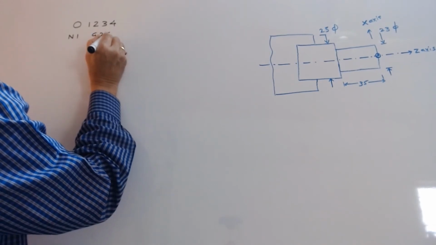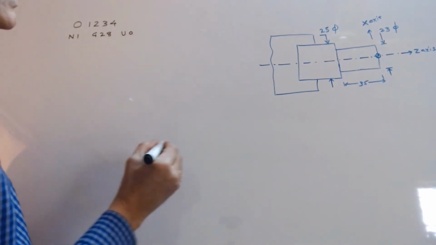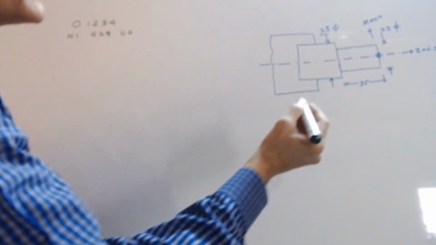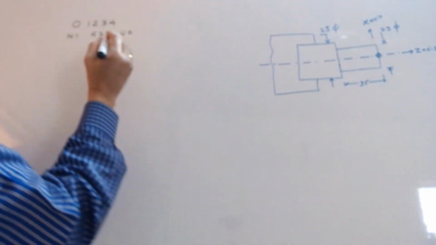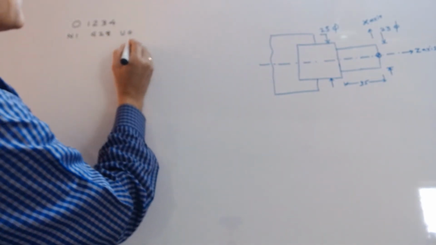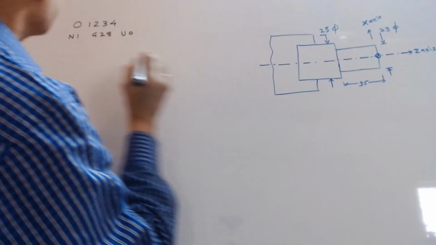G28 U0. Initially the tool may be near the headstock or tailstock, so we need to send the tool to the reference point for the X-axis. G28 U0 means send the tool to the reference point for the X-axis.